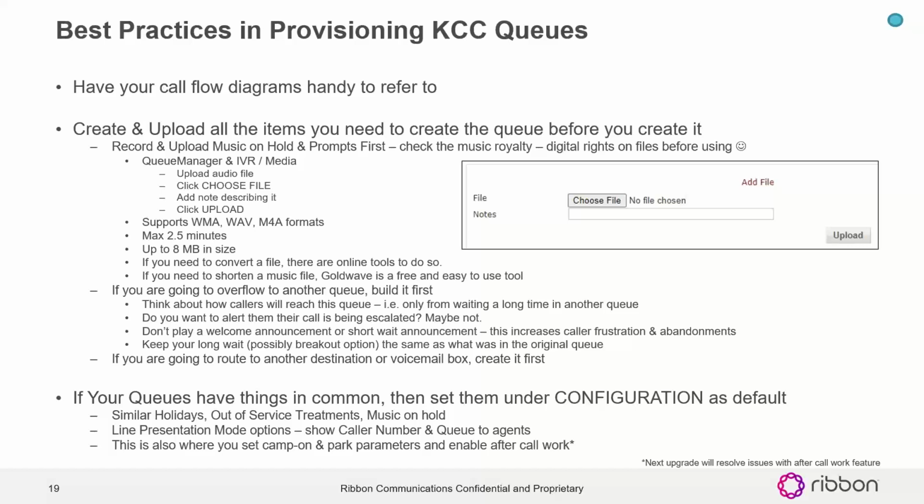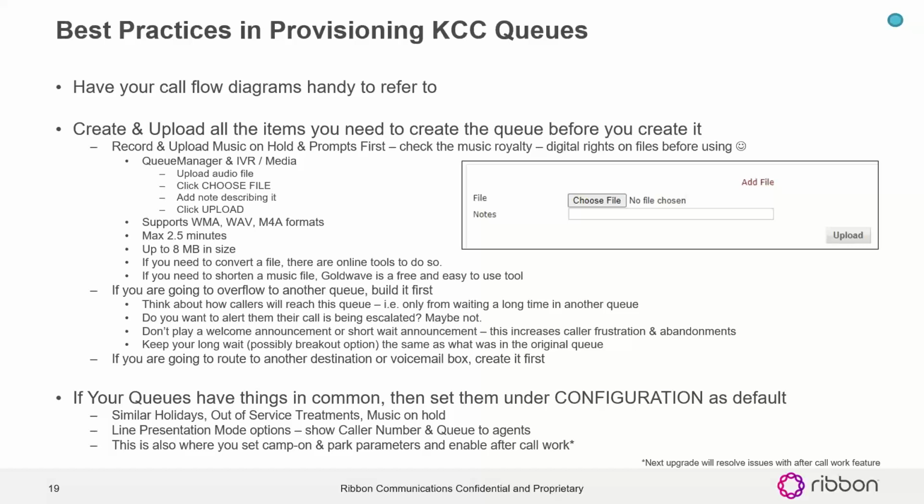When you look at the file sizes, the max is 8 megabits. And there's lots of tools out there. I use GoldWave to convert things, to record things, to shorten things. It's a free tool. It's easy to use. And if you're going to overflow to something, then go create it now before you create your queues. That way you don't have all this back and forth, that you have everything you need.